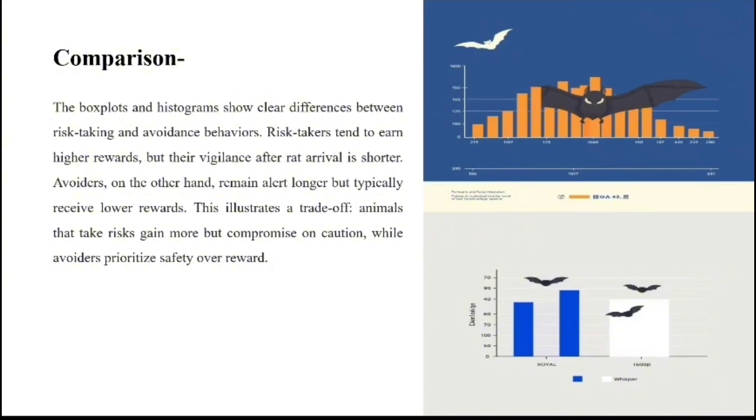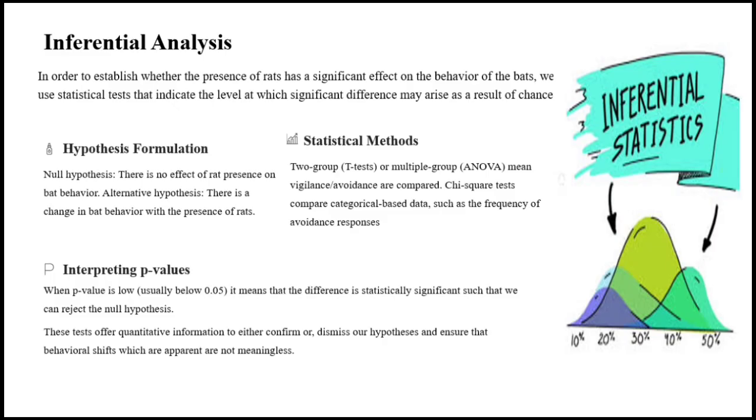Thank you. So, for my part of the assignment, I focused on the statistical testing and inferential analysis. The aim here was to move beyond just describing the data and actually test whether the presence of rats had a real effect on bat behavior. I began with hypothesis formulation. My null hypothesis was that rat presence has no effect on bat behavior, while my alternative hypothesis was that rat presence does change bat behavior.